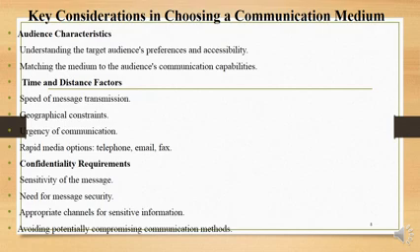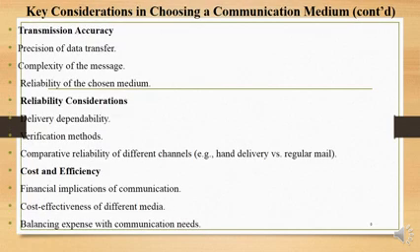We've talked about the audience characteristic, the time and distance factor, the confidentiality requirement. Another is transmission accuracy: precision of data transfer, complexity of the message, reliability of the chosen medium. The reliability consideration includes delivery dependability, verification methods, comparative reliability of different channels, that is ad delivery or regular mail.